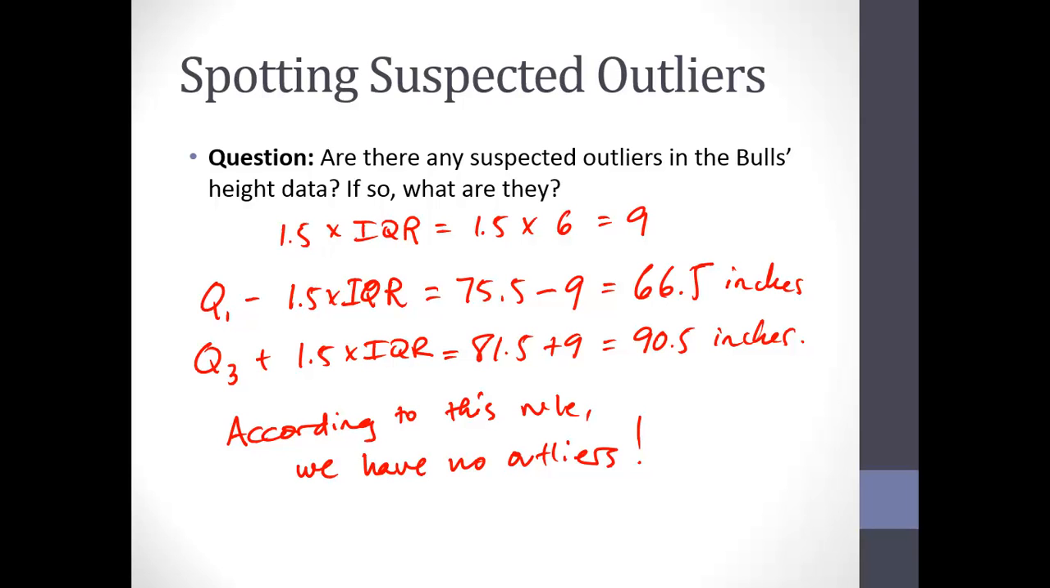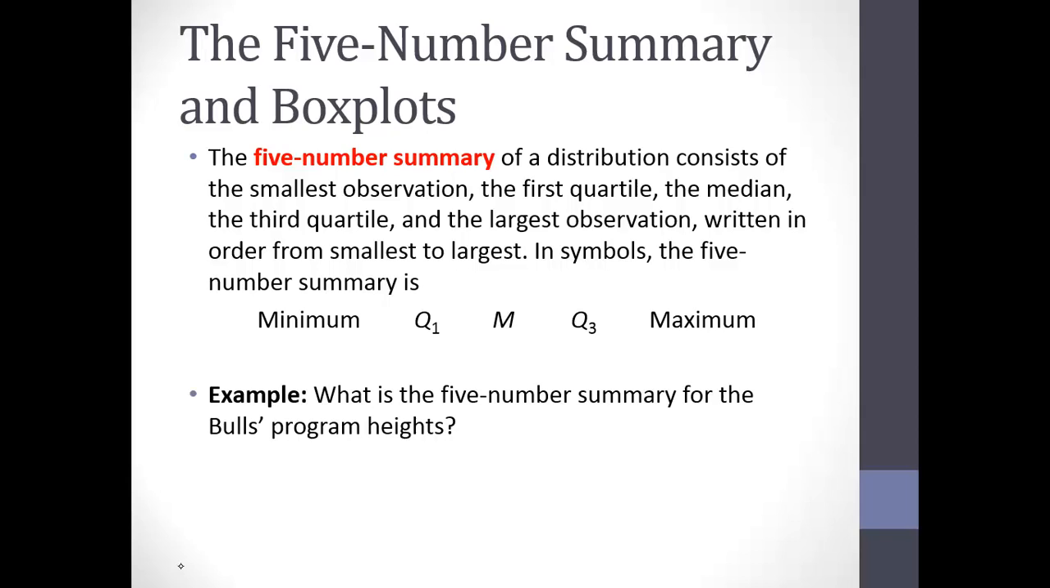All right, so this takes us to one more thing to mention, one more numerical summary, and this is called the five-number summary. This is similar to that little picture I put up earlier. But the five-number summary of a distribution consists of 5 things: the smallest observation, the first quartile, the median, the third quartile, and the biggest observation.